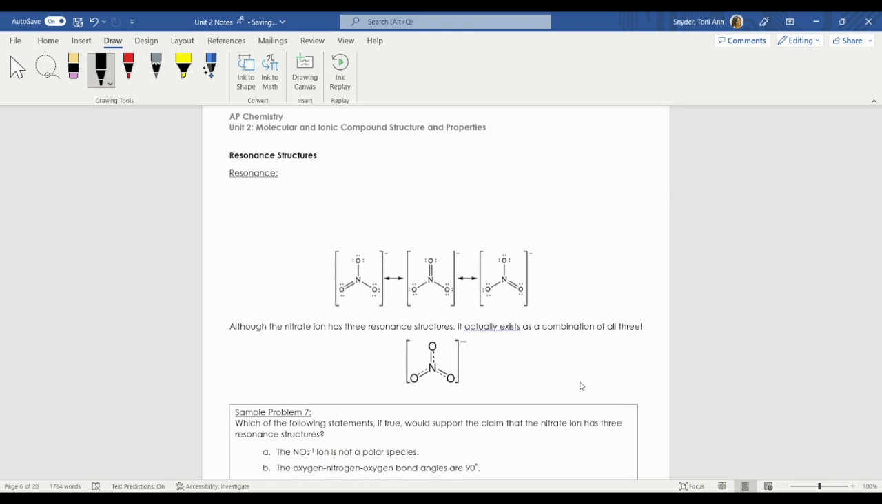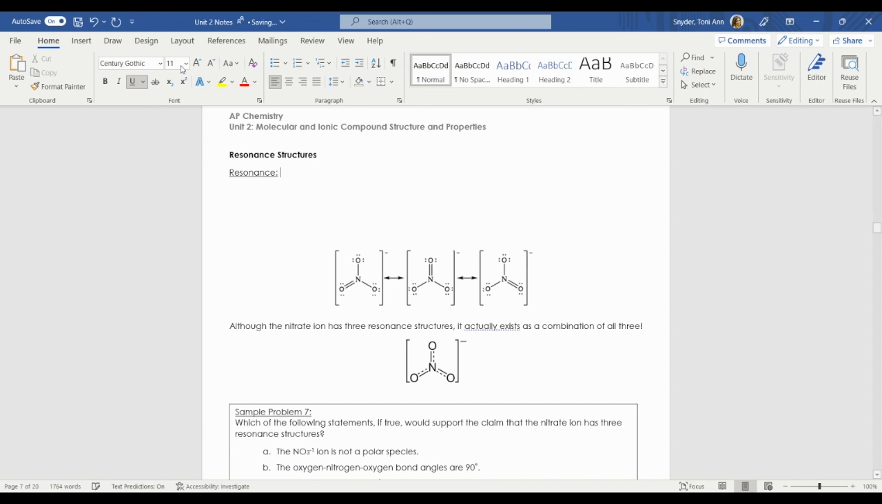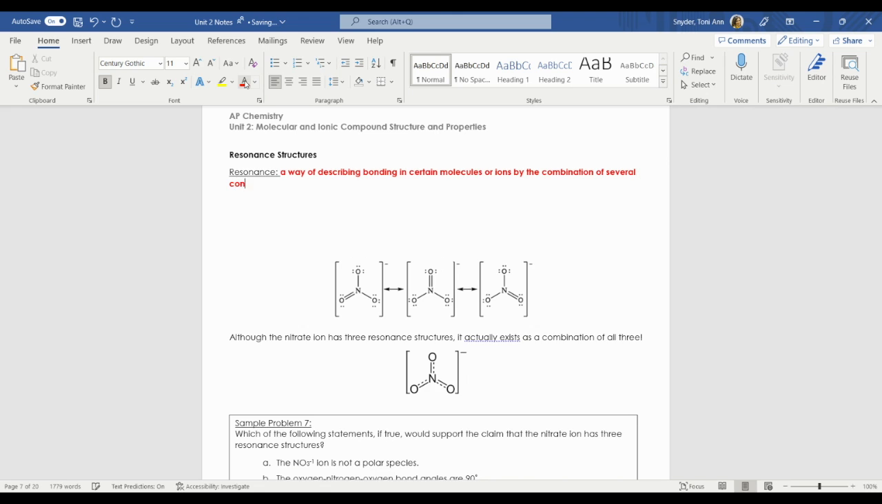So let's now talk about resonance, which also has to deal with structures. What makes one structure better than another? Let's get the marker back here. So resonance is a way of describing bonding in certain molecules or ions by the combination of several contributing structures into one resonance hybrid.